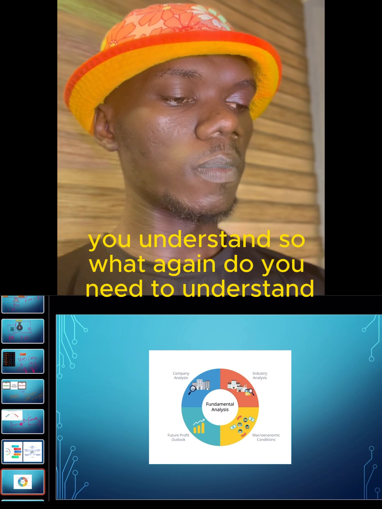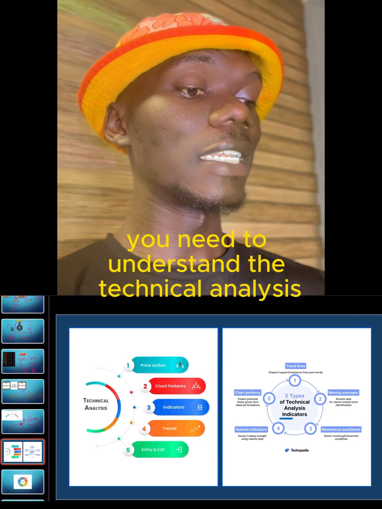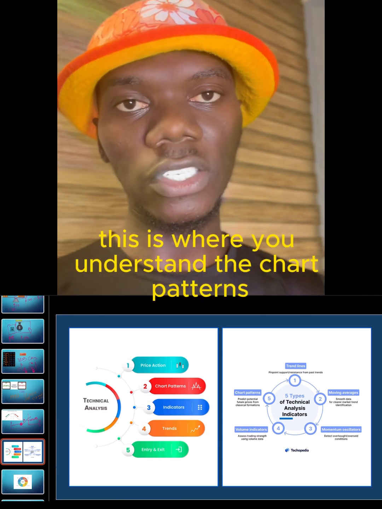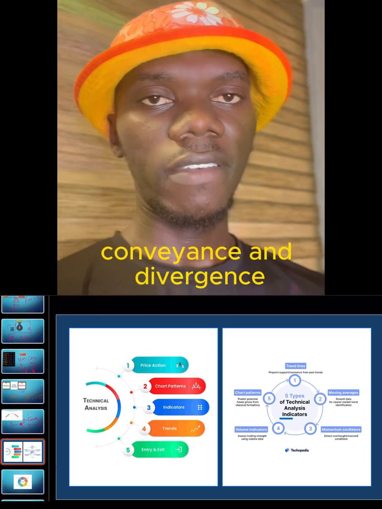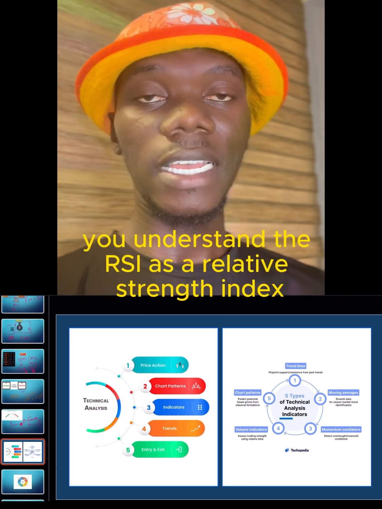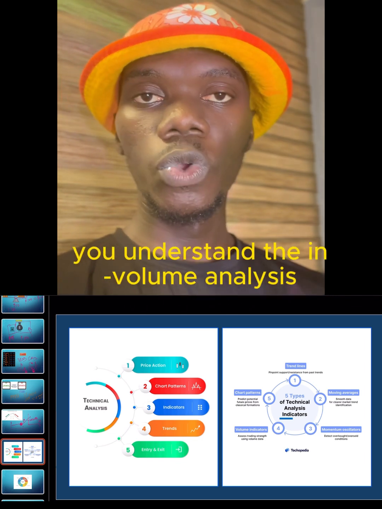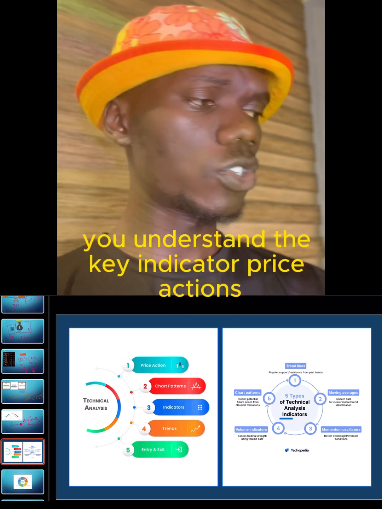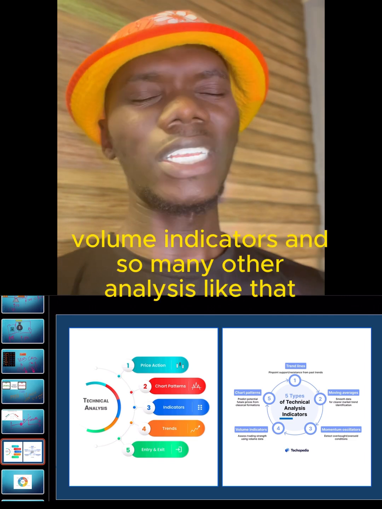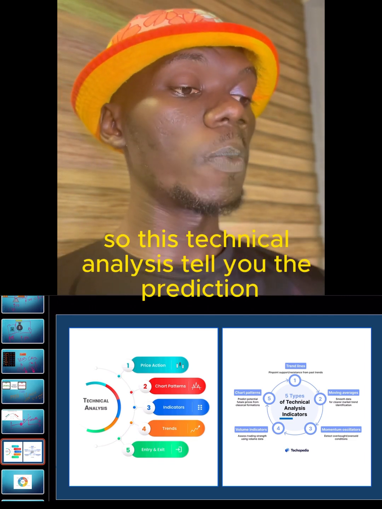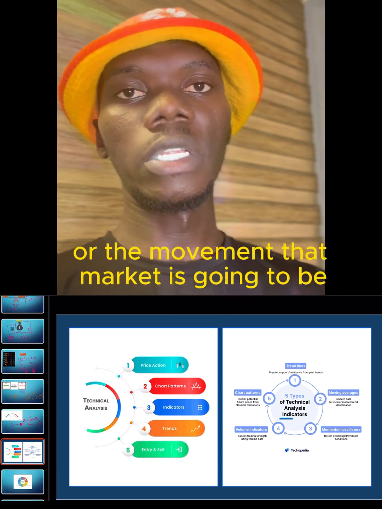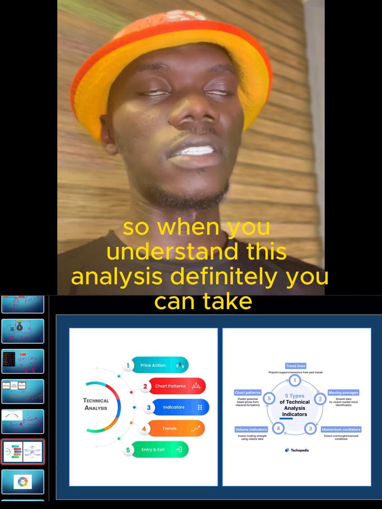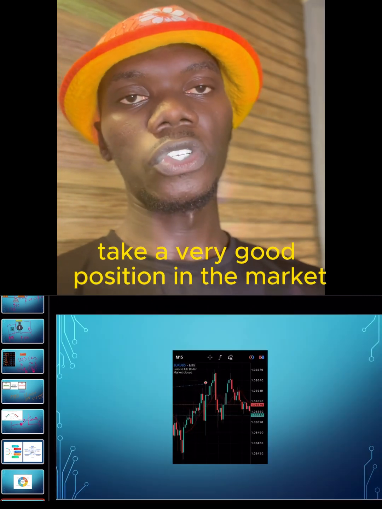You understand? So what else do you need to understand? You need to understand technical analysis. This is where you understand chart patterns, moving average convergence and divergence, the RSI, that's the relative strength index, volume analysis, on-balance volume analysis, key indicators, price action, trend lines, volume indicators, and many other analyses like that. This technical analysis tells you the prediction of the movement the market is going to make in the future. So when you understand this analysis, you can definitely take a very good position in the market.